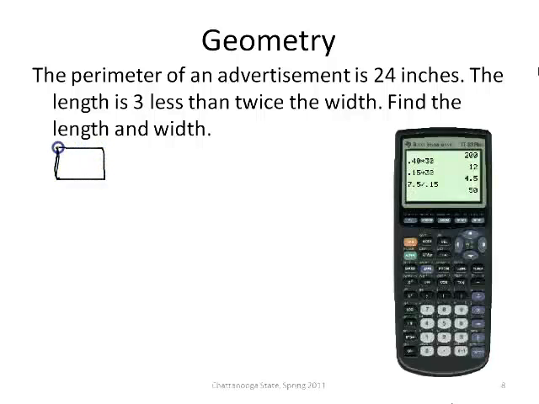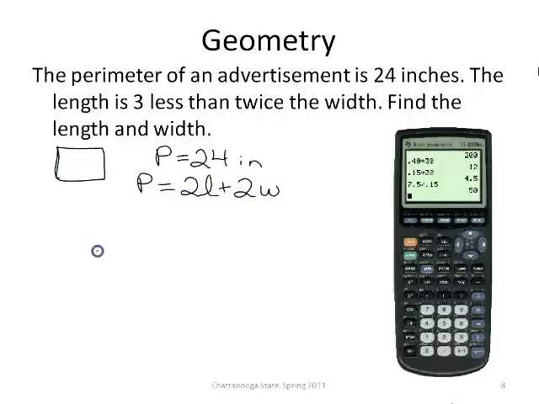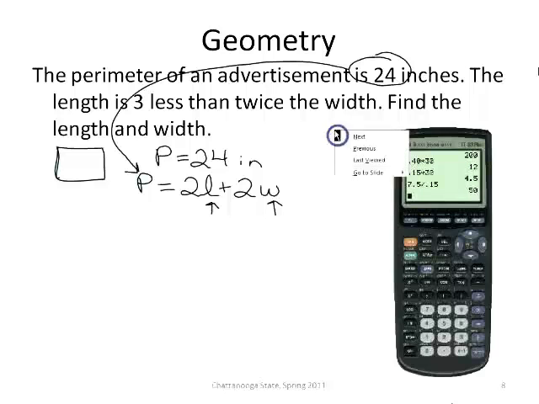Here's my advertisement. What I know about the advertisement is that the perimeter is 24 inches. Well, if it's a rectangle, how do you find perimeter? Remember, perimeter is 2 times the length plus 2 times the width. Well, I know the number I'm going to use for the perimeter is 24. But I don't have a number for the L or for the W. But I do know something about the length.